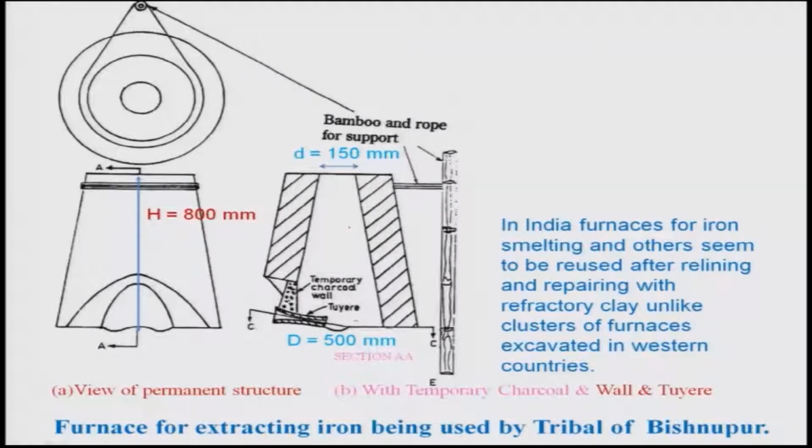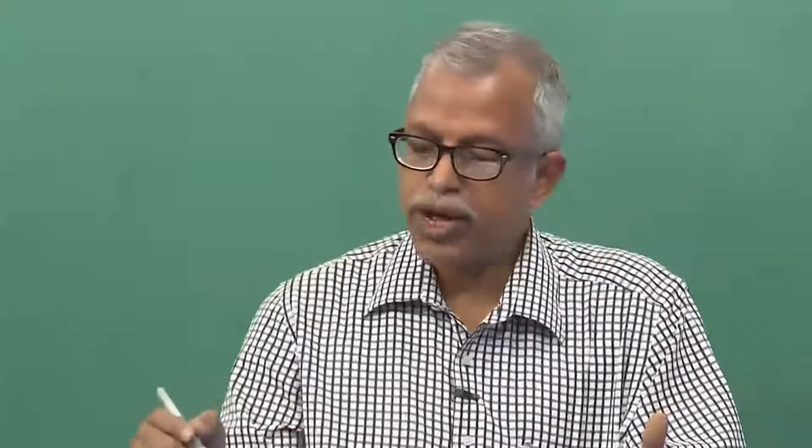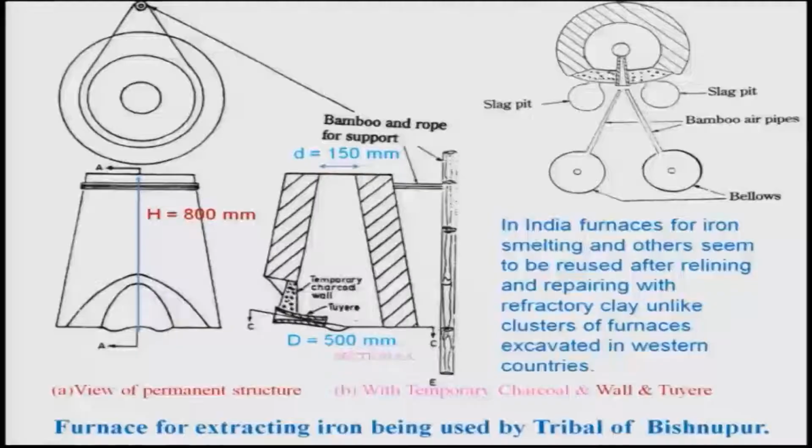In India, furnaces for iron smelting and other purposes seem to have been reused after relining and repairing with refractory clay, unlike the cluster of furnaces excavated in western countries, which did not have liners and were used once and then not used again. So, that is the difference in technology in ancient India. Let us look at how they were supplying this air.